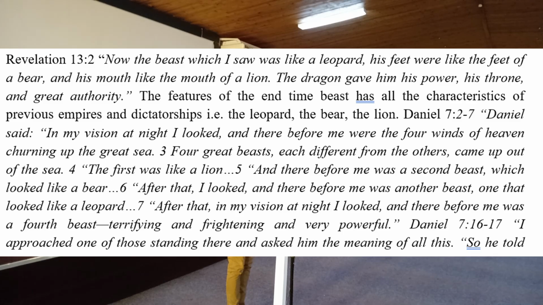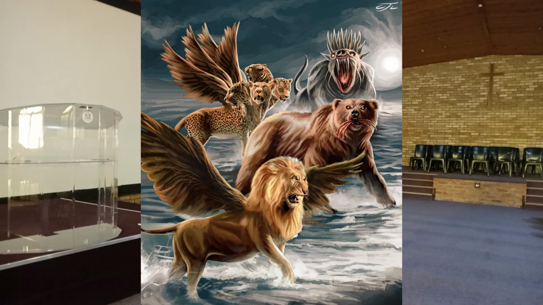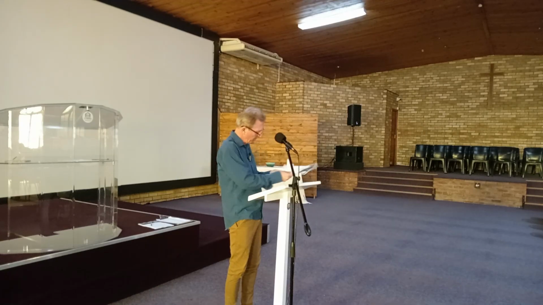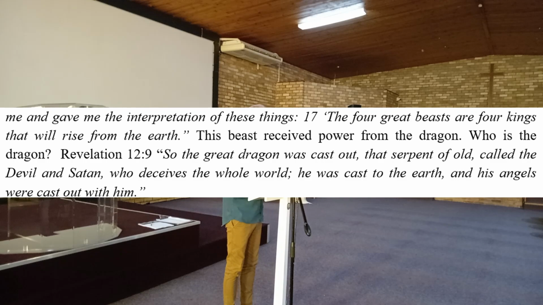After that, at night, I looked, and there before me was a 4th beast, terrifying and frightening and very powerful. That was the Roman Empire. He didn't describe it. He didn't have an animal to put with it, but that 4th beast was the Roman Empire. And then it says in verses 16 and 17, I approached one of those standing and asked him the meaning of all of this. What is the meaning of these 4 animals? You can turn over the page. So he told me and gave me the interpretation of these things.